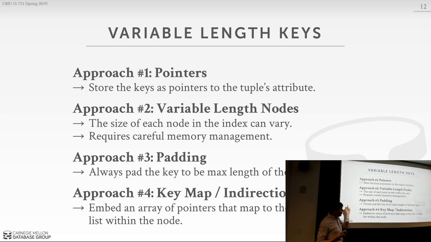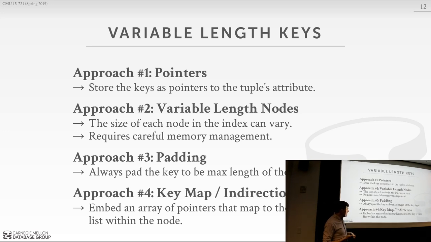As far as I know, nobody does this one either, because this is pretty wasteful, right? A lot of times you see people write crappy applications where, when they create their schema, they'll say, oh, it's a varchar 1024, even though they want to store one character. They just allocate a large column size. And if you're padding that out, it's all wasted space, and you're going to get terrible performance. What's more common is the key map or indirection approach.